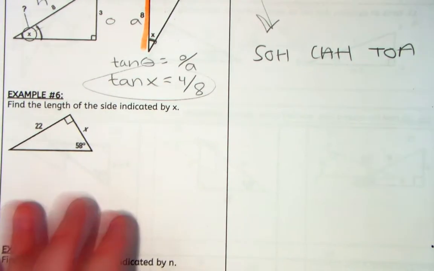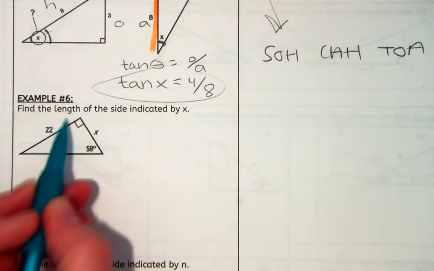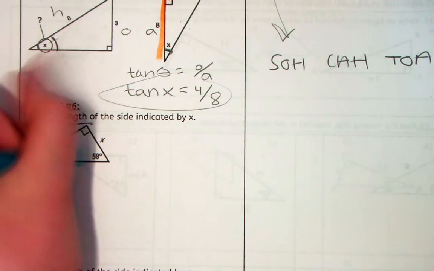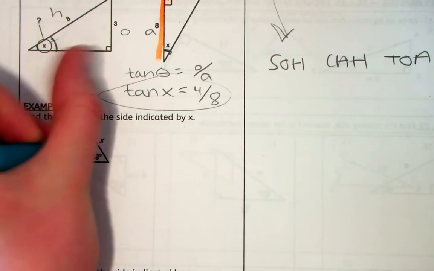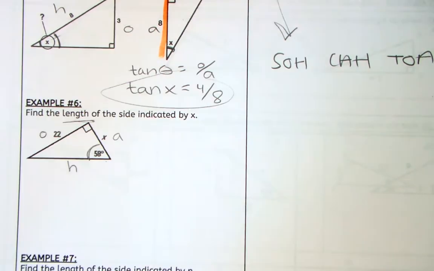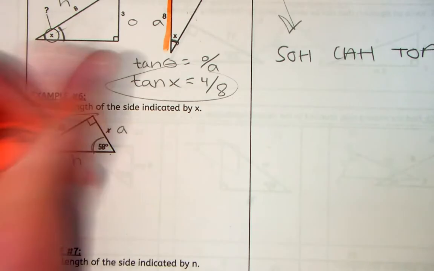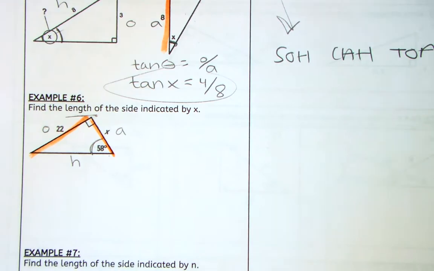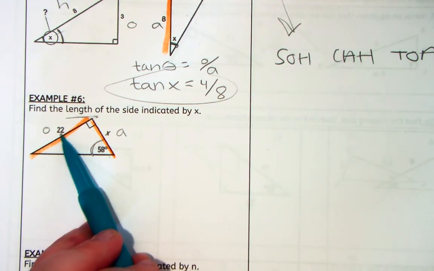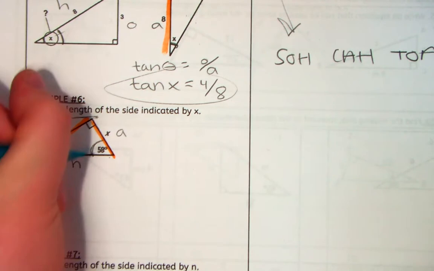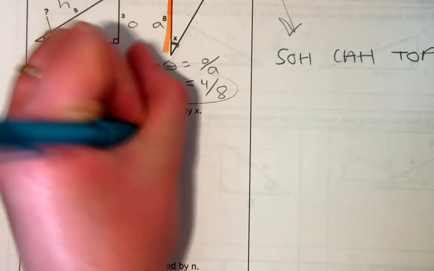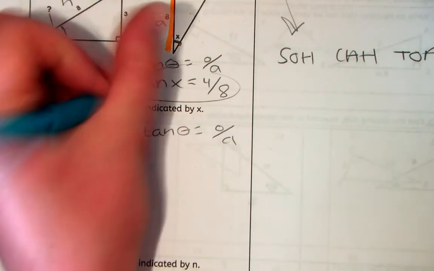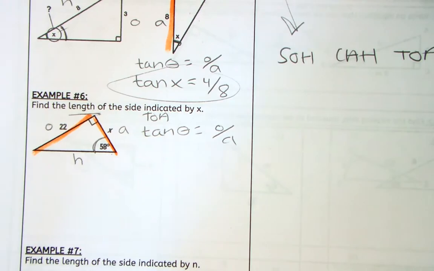So now we're going to jump to example 6, where we're going to actually find the length of the side indicated by x. So I'm going to do my thoughts to set up my equation. I'm labeling hypotenuse. My reference angle is here. That side's opposite. That side must be adjacent. So what two sides do I care about? I'm trying to find x. I'm given the side opposite, so that's O over A, so that's tangent. So tangent is O over A, right? Or if I think like, you know, the TOA part. So now let's plug in.